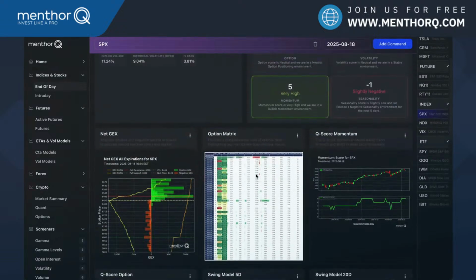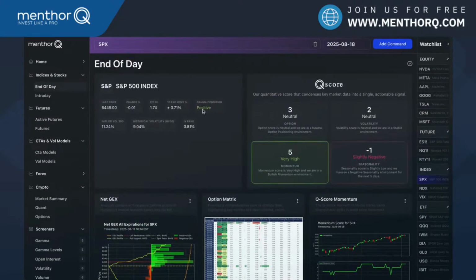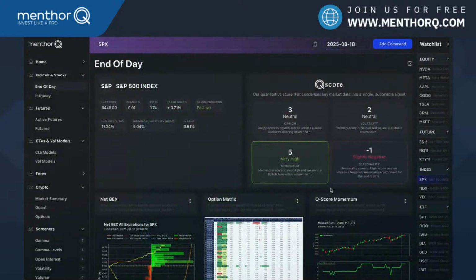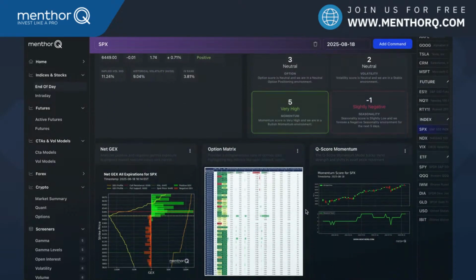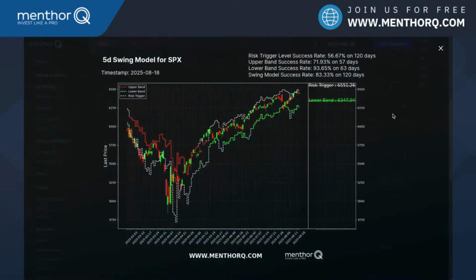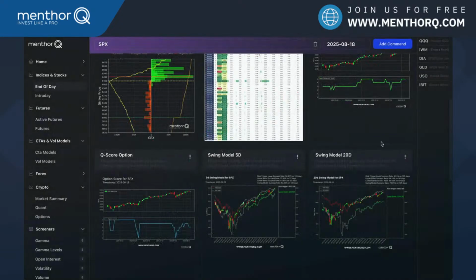But if we are looking at the data, the option chain, we are in a positive gamma condition on SPX. And if we look at the matrix, overall, we see positive positioning across the full option chain, right? So that means that clearly we're still in a positive gamma environment. Our swing model is still in a bullish bias, and that's very, very interesting.